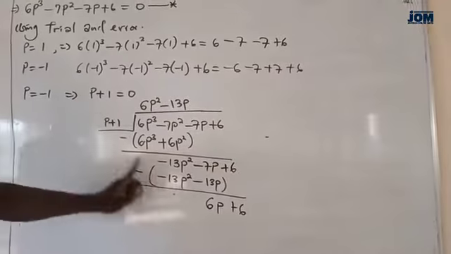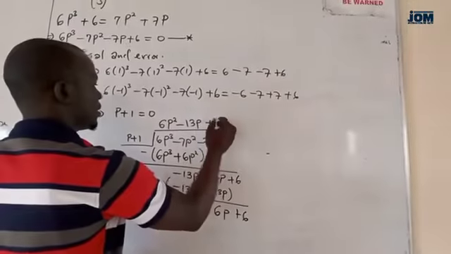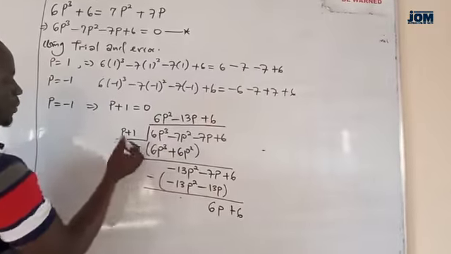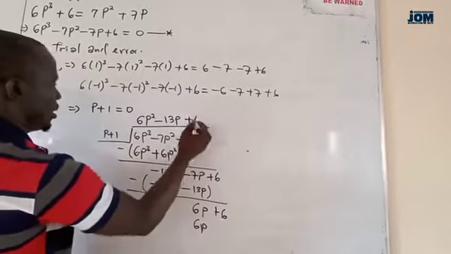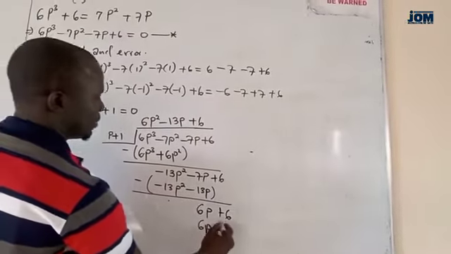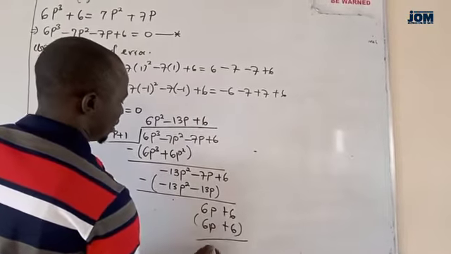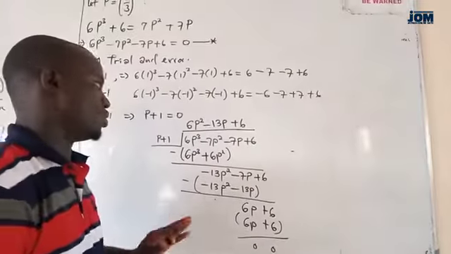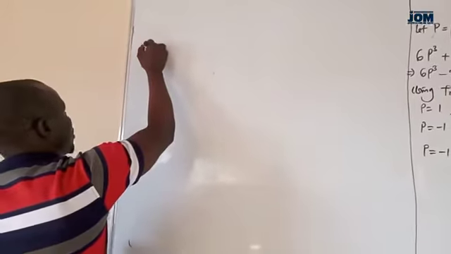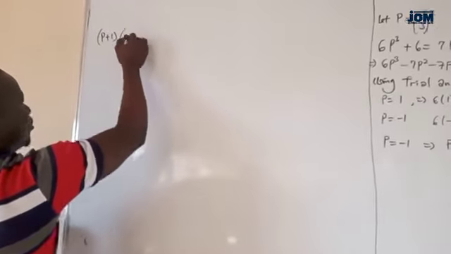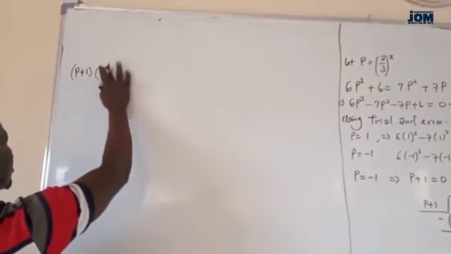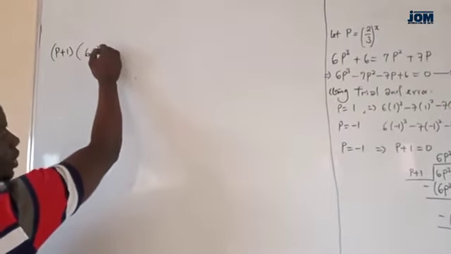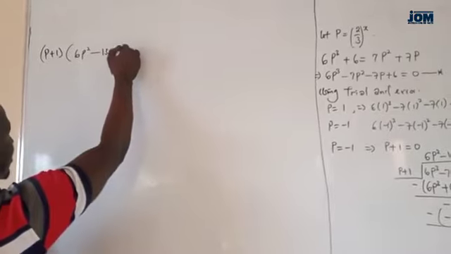Again, p into 6p is the same thing as 6. And 6 multiplied by p is 6p. 6 multiplied by 1 is the same thing as 6. Now we subtract. You understand that we have 0 and 0, no remainder. That means the remainder is 0. So since one of the factors is p plus 1, the other factor will be 6p^2 minus 13p plus 6.